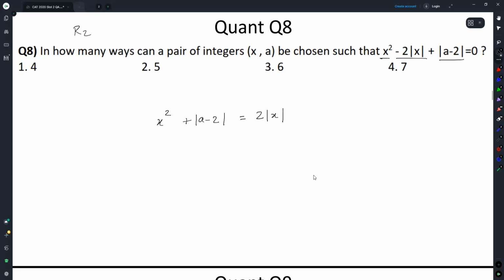Is this a valid rearrangement of the terms? If this is a valid rearrangement of terms, can I say x square has to be less than or equal to 2 mod x? What all values can x take? The only possible values that x can take are -2, -1, 0, 1, and 2. These are the only cases x can take. If x square is less than 2 mod x, then the only possible values that x can take are these.